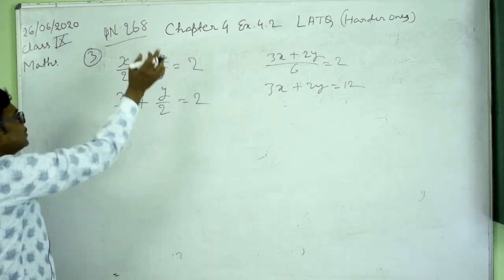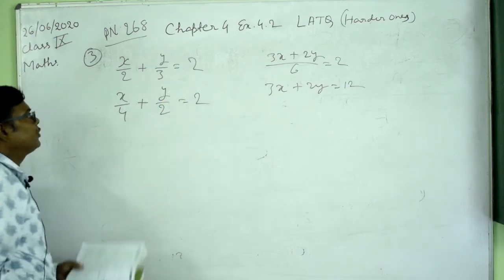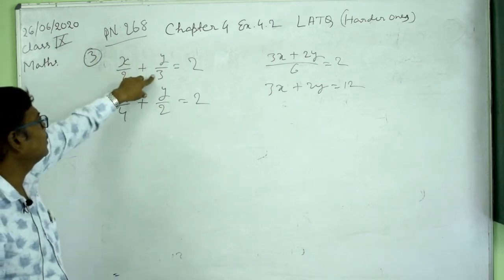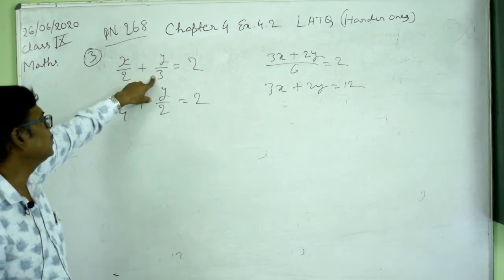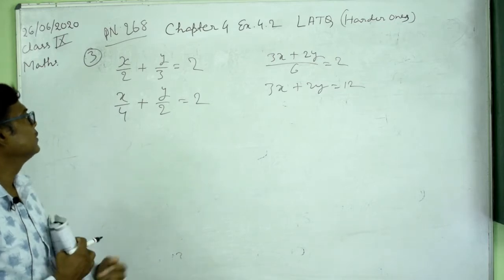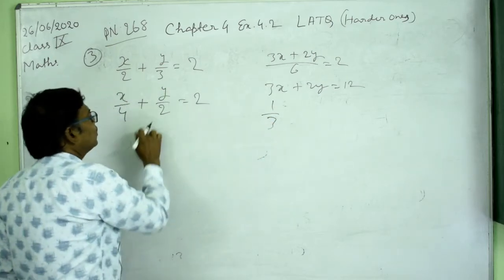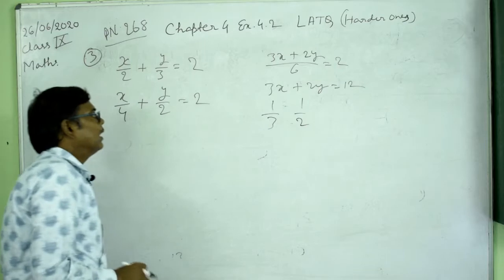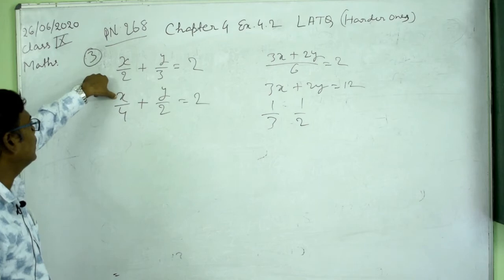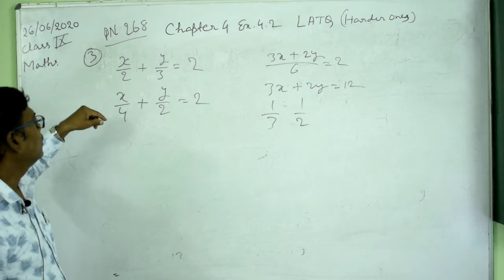So observe this: it is y by 3 here and y by 2 here. So make the coefficient of y equal here. What is the coefficient of y here? Someone will say that it is 3, but 3 is not correct. Actually, here the coefficient of y is 1 by 3, and here the coefficient of y is 1 by 2. And the coefficient of x is 1 by 2 here, and the coefficient of x is 1 by 4 here.